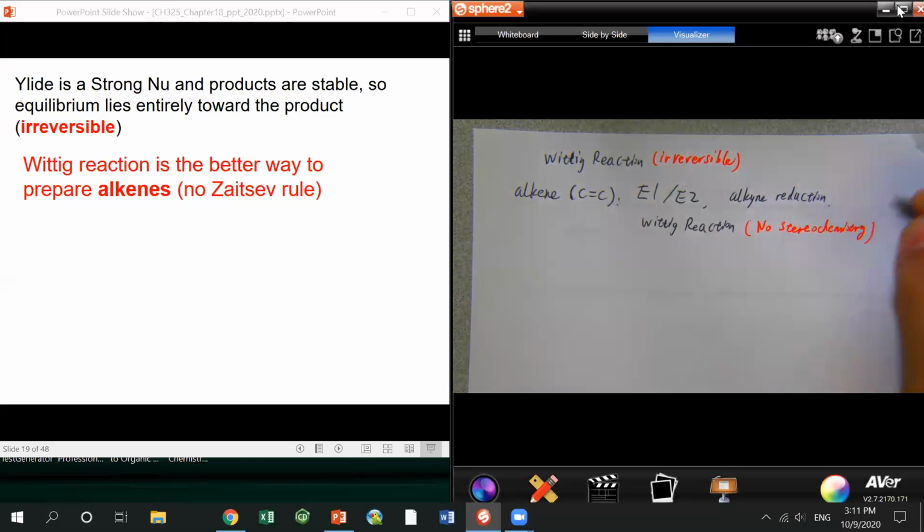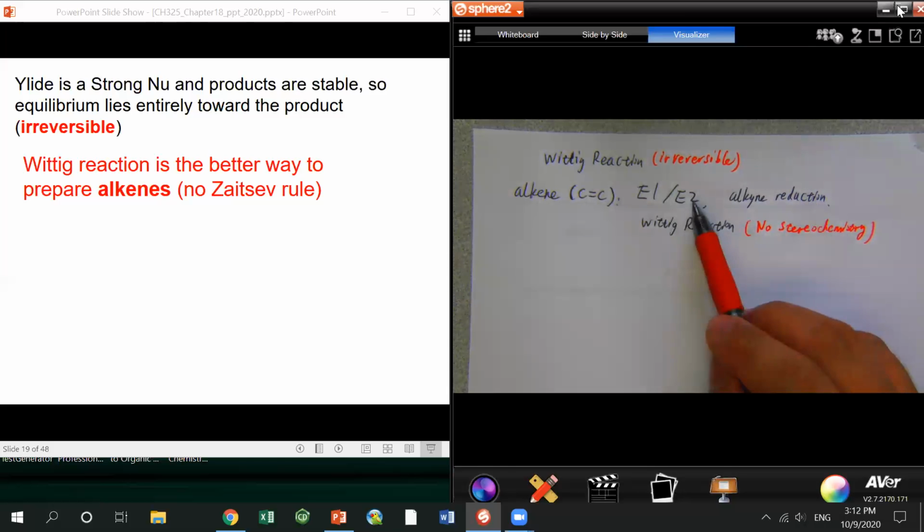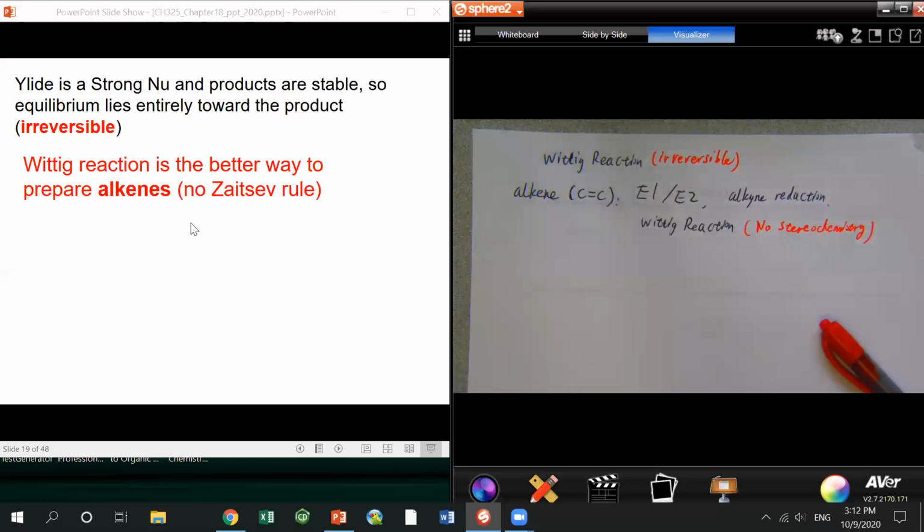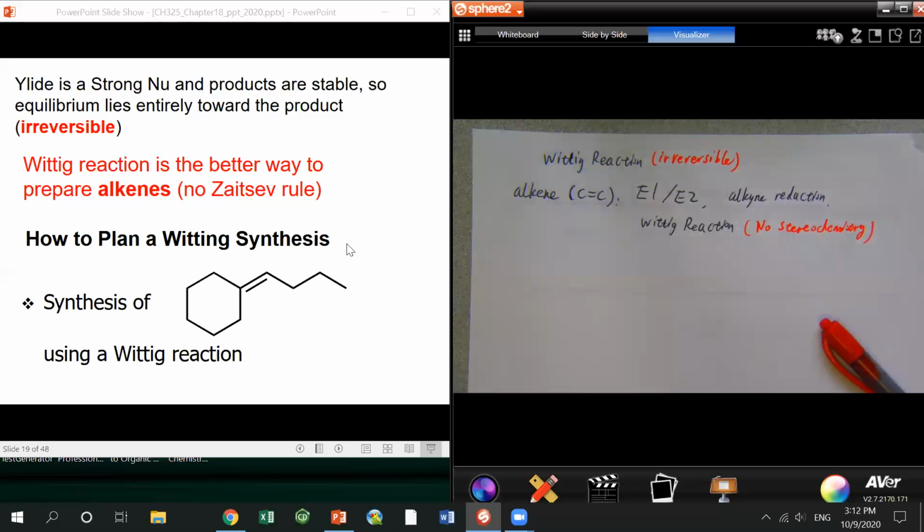So that means if there are cis and trans possibilities, you can get both products. And for the stereoselectivity, we learned that alkyne reduction can do it, and E2 is an anti-coplanar elimination, so that's the stereochemistry. All right, so now that's one example, showing you how to use the Wittig reaction to prepare the alkene.